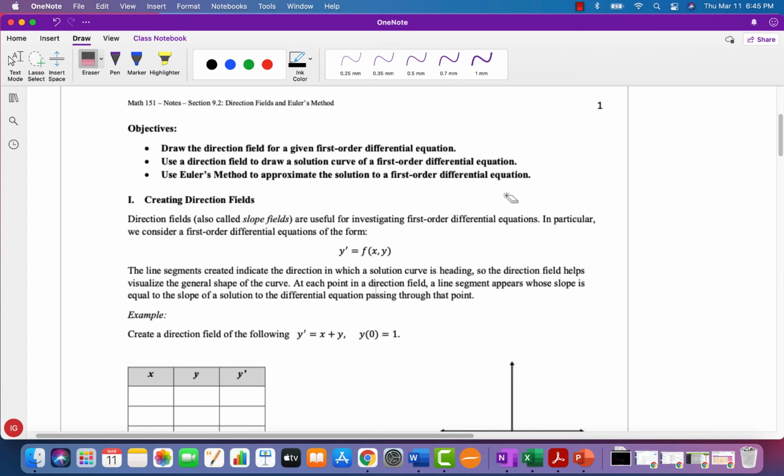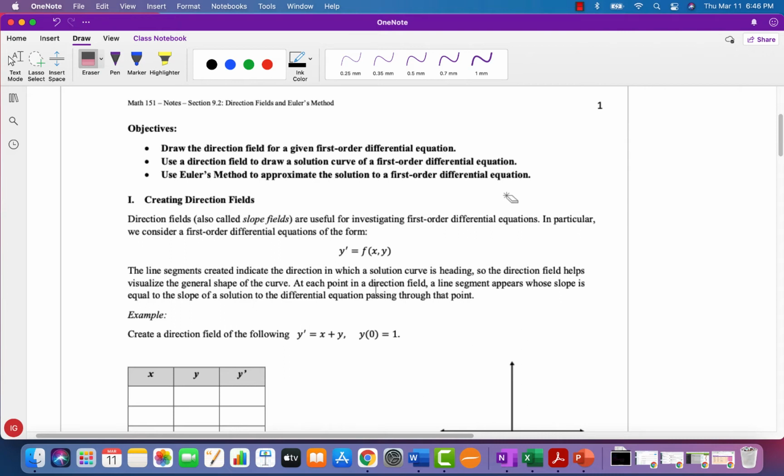Alright, we have section 9.2, and this section is direction fields and Euler's method. Basically, in this section, we're going to cover three main objectives. The first two are going to be covered in this video, and then I'm going to show you guys how to do it using Desmos when we get to class, and do the last part in class as well. Let's start with creating direction fields.